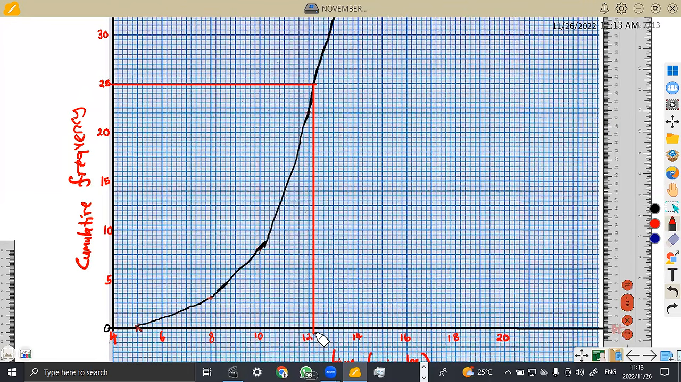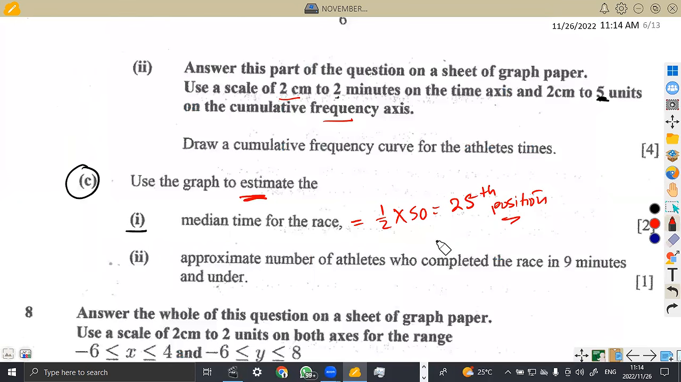I don't know at which point exactly, but this is 12. According to the scale, this will be 12.2, 12.4. It depends on the scale and the point that you are having, but according to me, the answer is somewhere at 12, something like 12.2 minutes. So take note, this is the median time.